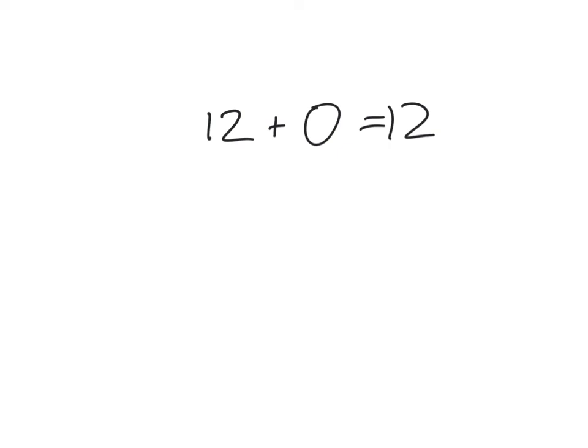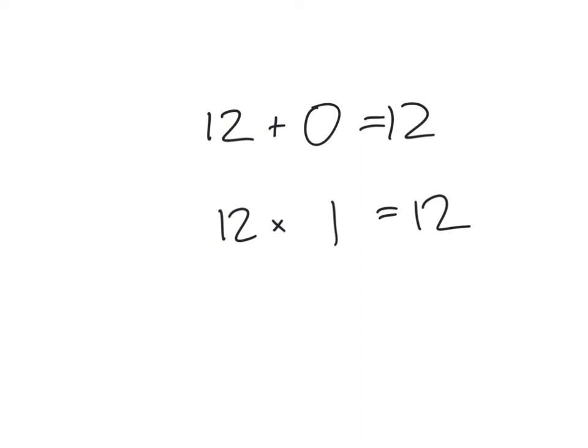In multiplication, what number can I multiply 12 by in order for him to stay 12, to maintain his identity? 1, right? The only number I can multiply 12 by where he would maintain his name, maintain his identity, is 1. So anything multiplied by 1 stays the same, and that is known as the identity property of multiplication.